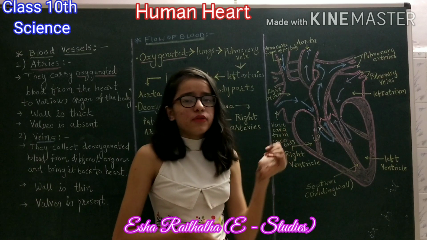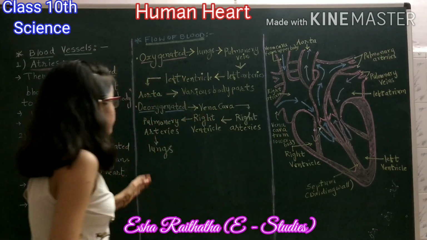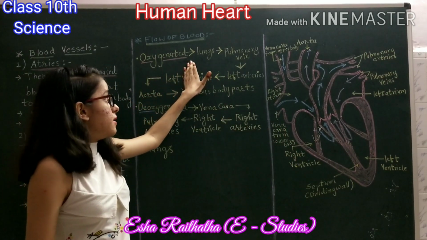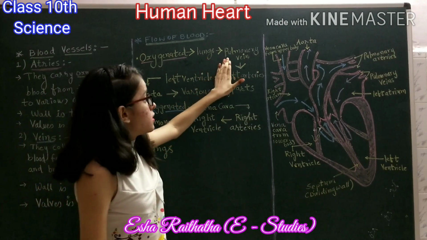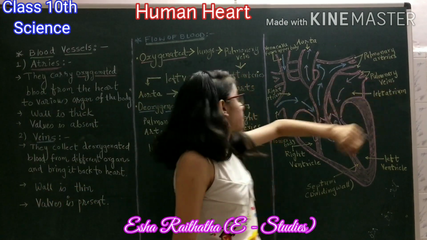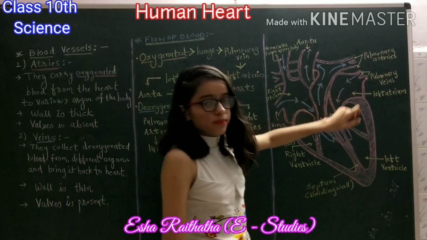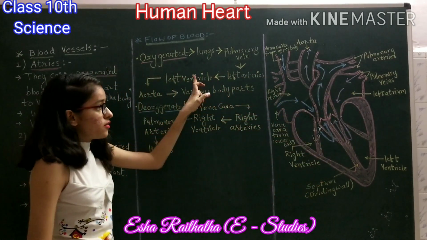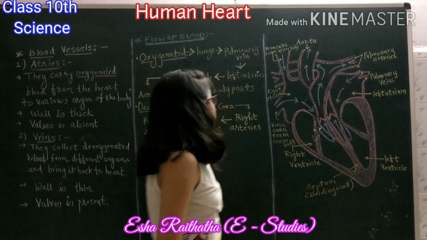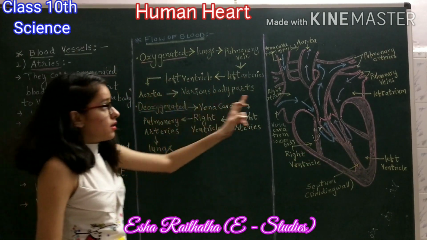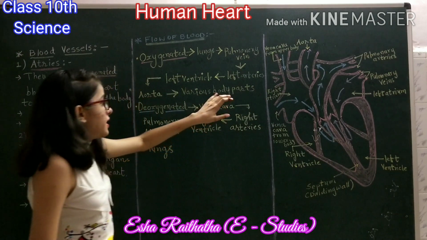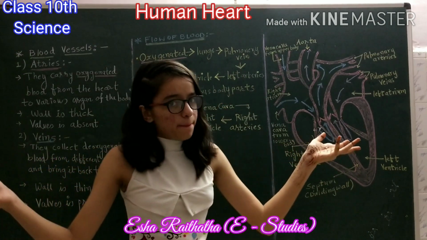Now let's learn the flow of blood. Firstly, oxygenated blood comes from the lungs. Then it comes to the pulmonary vein. Then it comes to the left atrium, it is here. And then it comes to the left ventricle, it is here. And then it goes to the aorta, that is shown here. And then it goes to the various body parts.